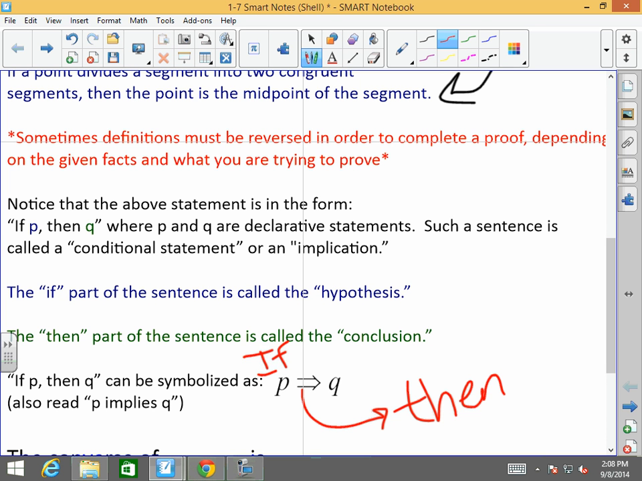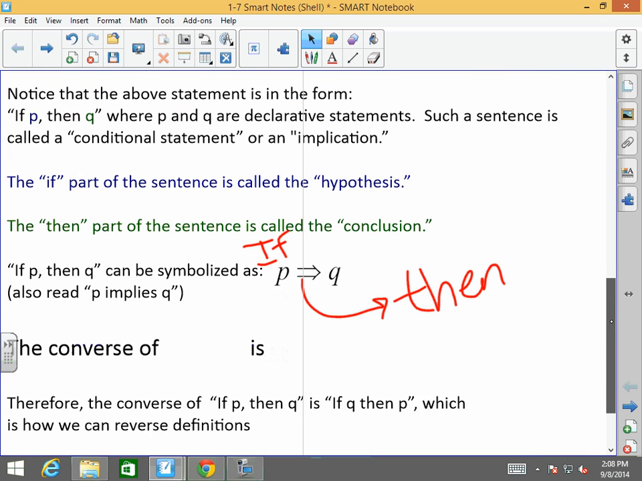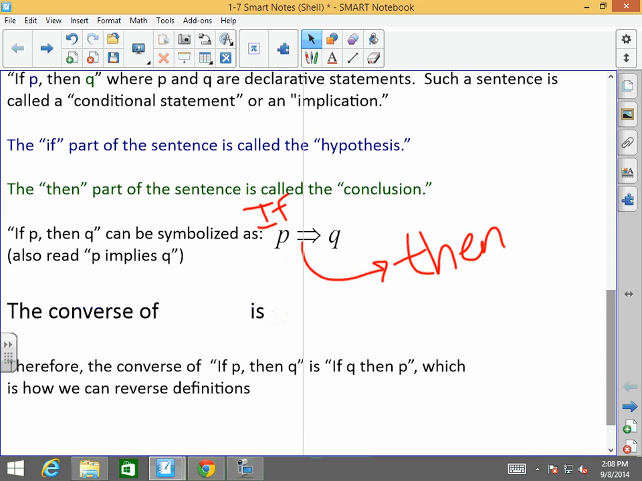May I continue? Okay. Thank you, gentlemen. I promise we're almost done.